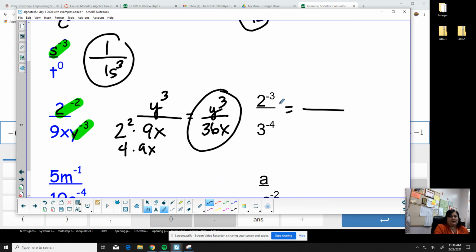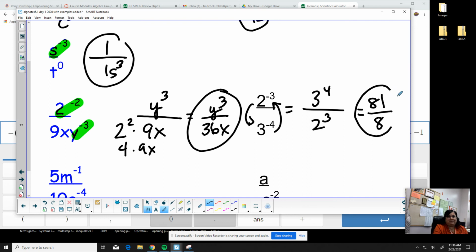These are both unhappy. So the 2 is going to go down to the bottom, and the 3 is going to go up to the top. So 3 to the fourth, 2 to the third. 3 to the fourth is 81, and 2 to the third is 8. That's the answer.